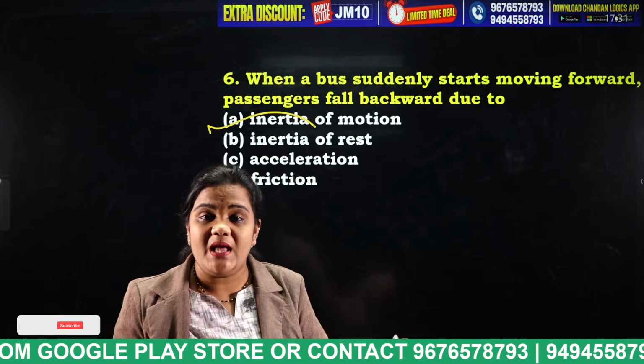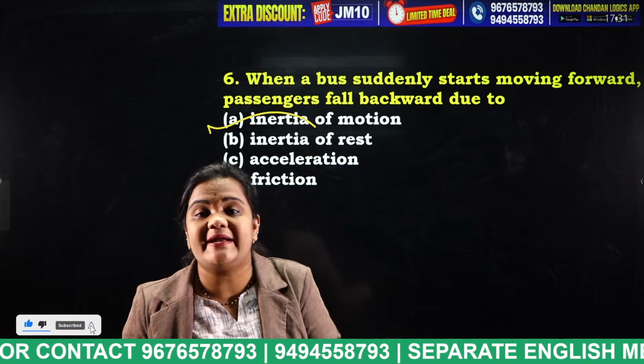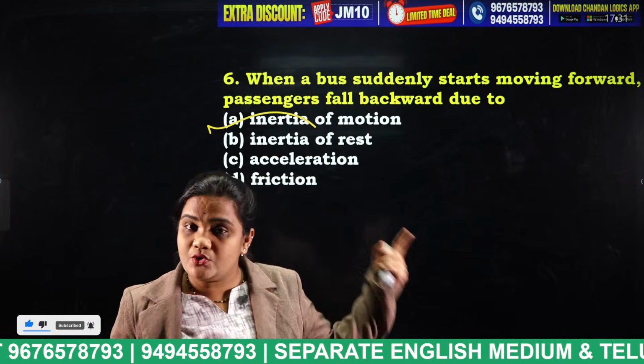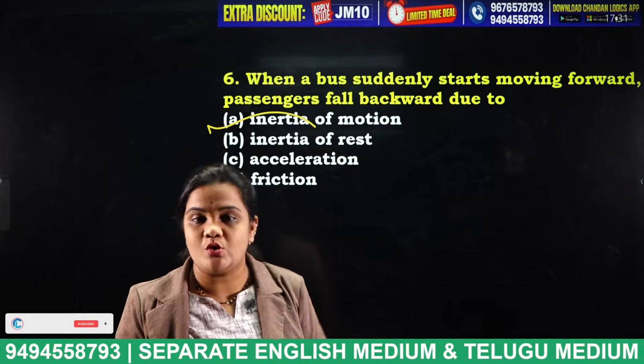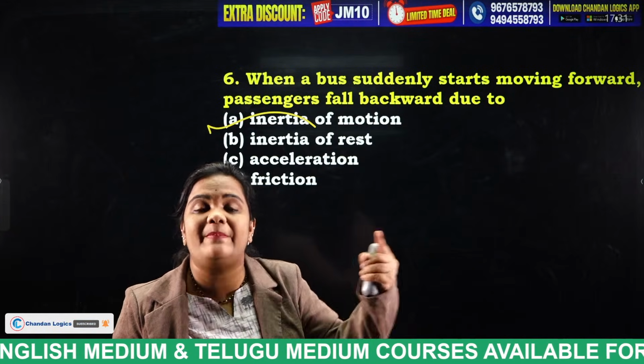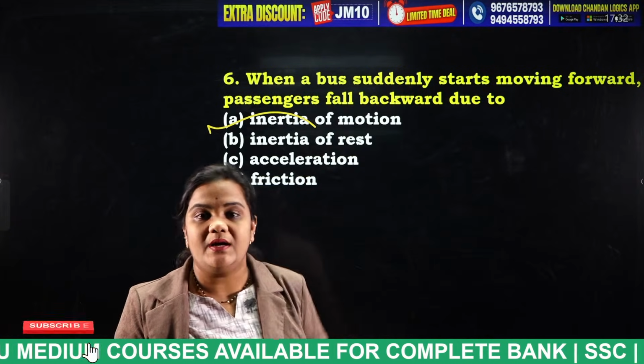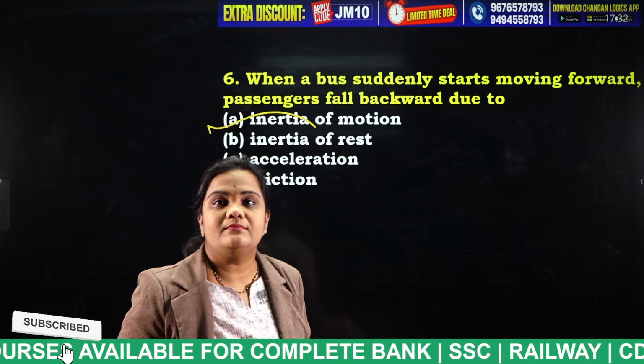For example, when a horse suddenly starts riding, the horse rider falls backwards due to the application of Newton's first law of motion only. In the similar way, when the bus suddenly starts, the person will fall backwards. This is also due to Newton's first law of motion only. Okay, done.